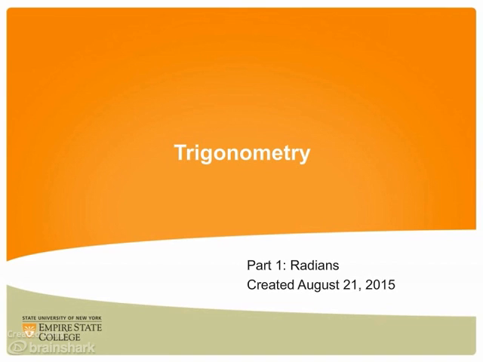It also looks at the identities that define the other ratios in terms of sine and cosine. Part 3 explores the connections between trigonometry and the Cartesian plane. Part 4 considers the inverse trigonometric functions, used for finding angles when the ratios are known.